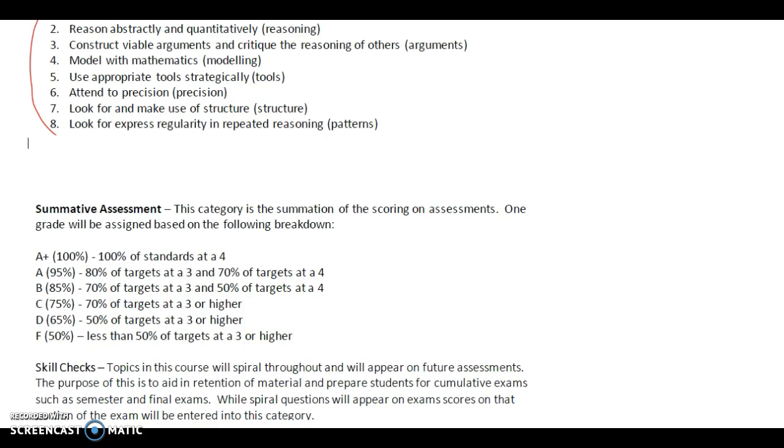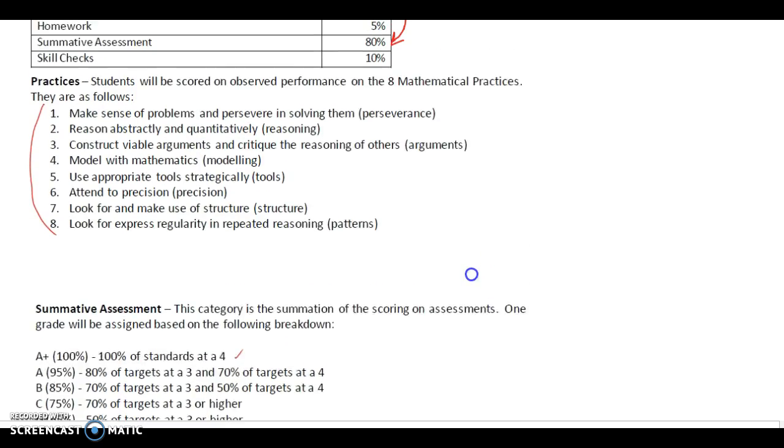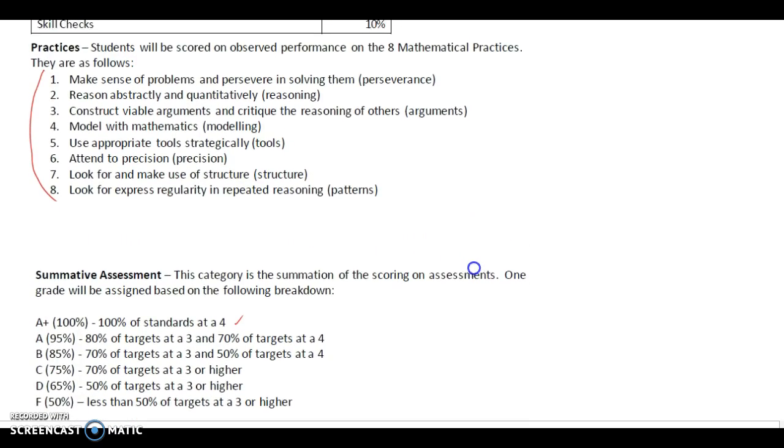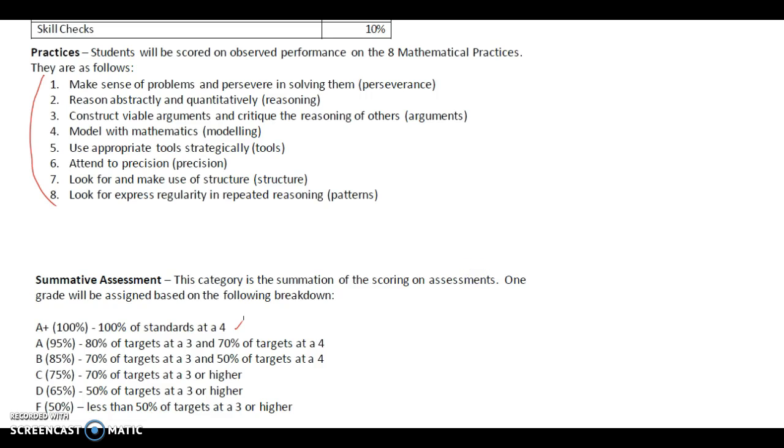But if we find out that all of the skills, all 10 of them roughly per quarter, you're at a 4, that means that for that assessment category, the summative assessment category, the 80%, we're going to put 100% in the gradebook. You know it. You got the material. Then we could be in this category here, 95.